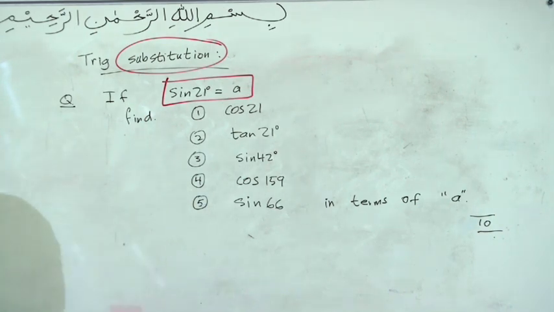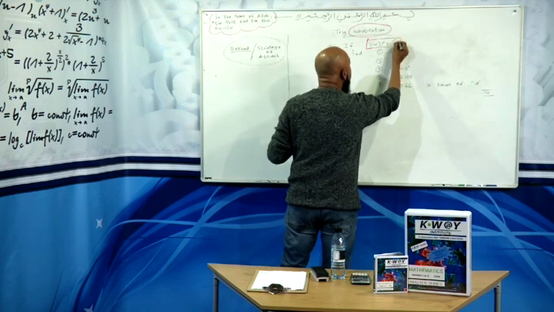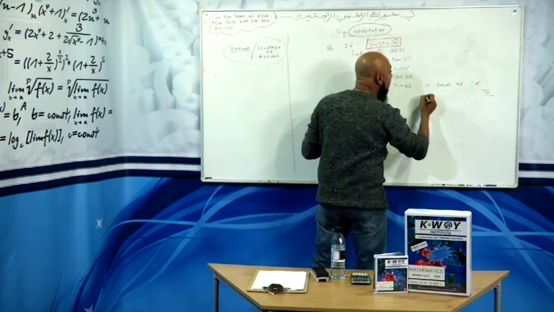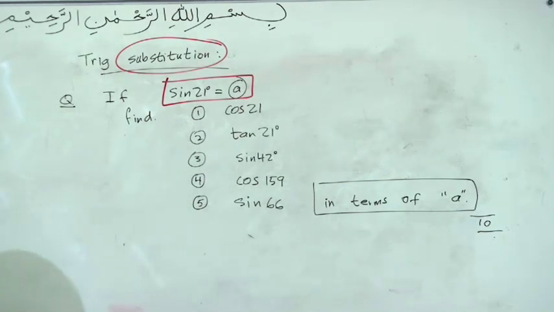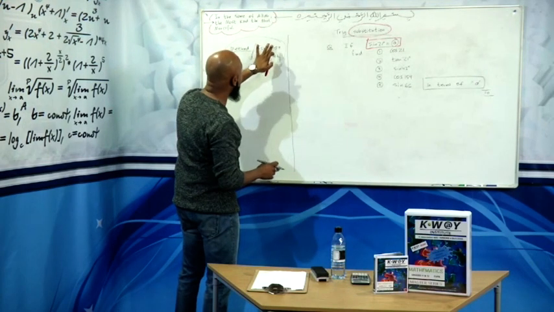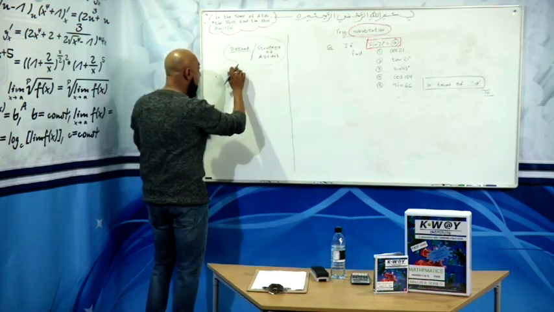Now, we need to do this without the use of a calculator, guys, because the question says to give our answer in terms of A. So you cannot use a calculator. Your answer will be in terms of A. You'll have an A in your answer. Now, how do we do it? Here is the method, or the strategy of attack.